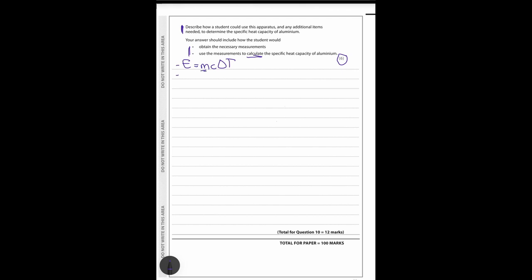So go for m. Can I measure m? Yeah, I can. That's easy. Measure mass using a mass balance. Obviously, write it out in full when you're doing it. You can't just abbreviate. So c, what it says in the question, is that I need to calculate the specific heat capacity of aluminium. So I don't need to get that. That's what I'm saving for afterwards.